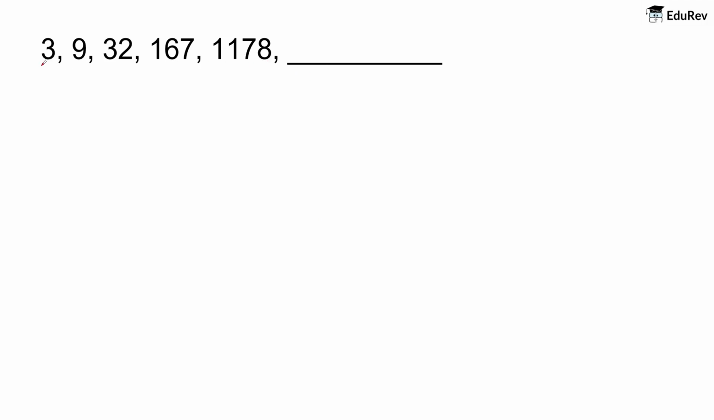Okay, so here is the next question present in front of you. It says 3, 9, 32, 167, 1178. So clearly you can see that there is a huge difference between the first term and the last given term. So rather than trying for the traditional method of difference and addition over here, I can clearly predict that it won't work because there's a huge difference between the first and the last term.